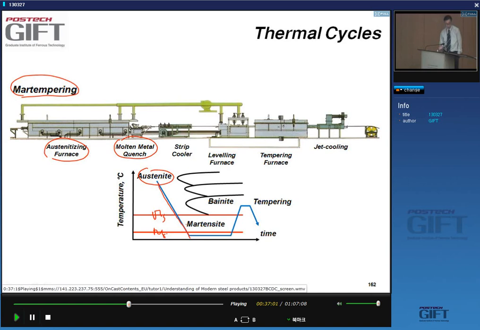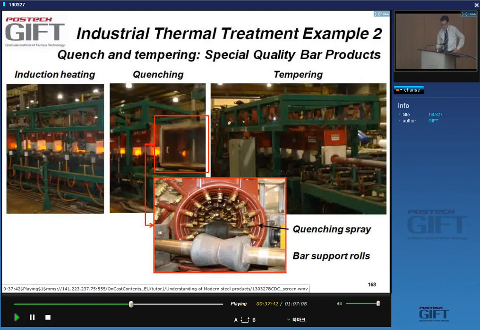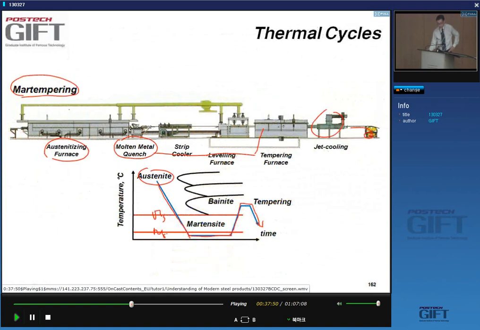So you go through the MS-MF temperature range, so you form martensite. Then a leveling furnace, so the temperature of the strip is equalized, and then you reheat it to precipitate carbides, and that will give you the tempering, and you cool down, jet cooling, and you coil the strip and then you process the steel to produce something with it. The kind of products, for instance, that you get from martempering are light metal saws, wood saws, things like this.